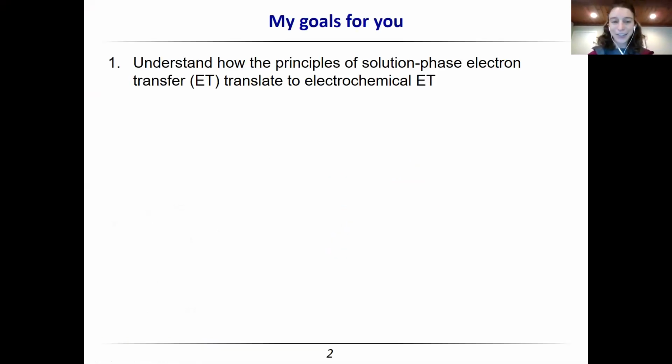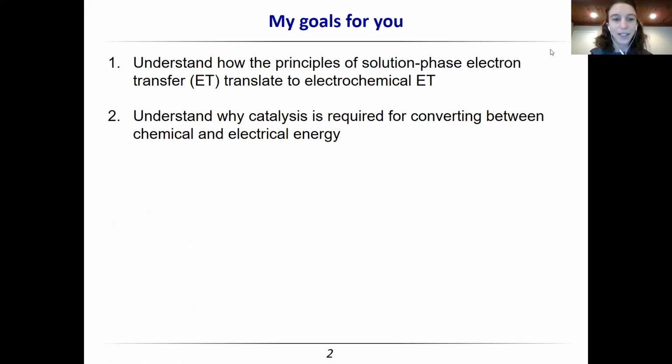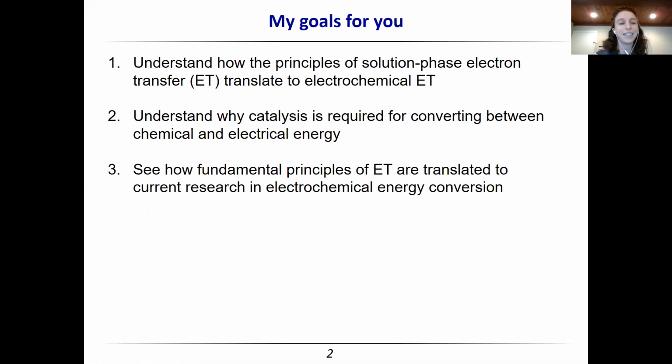Okay, so a few goals that I have for you guys today are first, just understand how principles of solution phase electron transfer can translate to running electron transfer reactions electrochemically. Second, understand why when we do reactions that convert between chemical and electrical energy, we absolutely need catalysis to solve this problem. And then lastly, see how the fundamental principles of electron transfer are translated to current research in electrochemical energy conversion. And in particular, I'll tell you a little bit about some of my research.